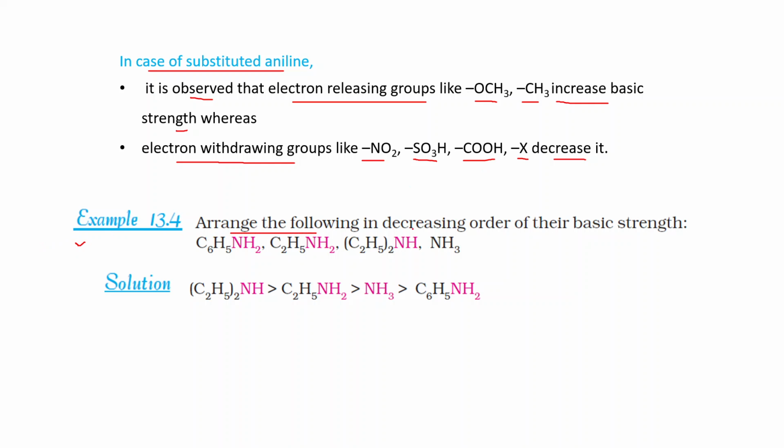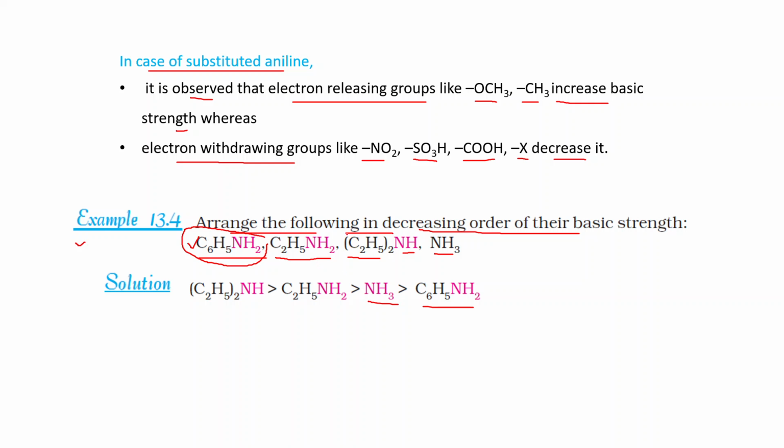Now see one example. Arrange the following in decreasing order of their basic strength. This is C6H5NH2. This is an aromatic amine. This is C2H5NH2, an aliphatic primary amine. This is (C2H5)2NH, an aliphatic secondary amine, and this is ammonia. We can say this is an aromatic amine, which means it is the least basic, and it is less basic than ammonia.